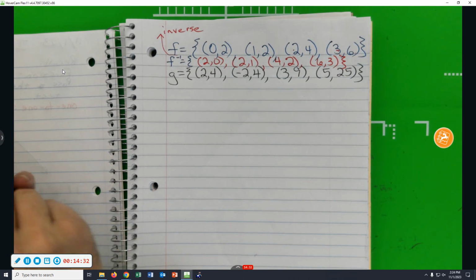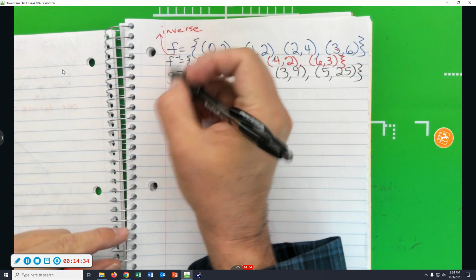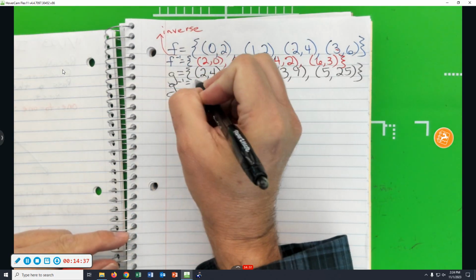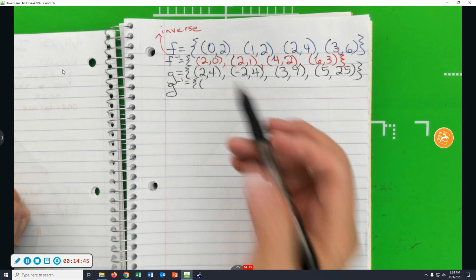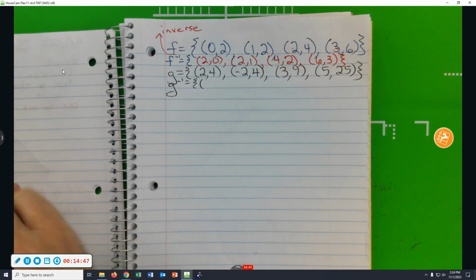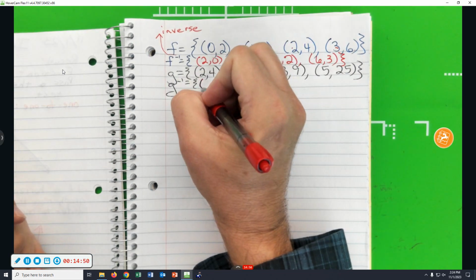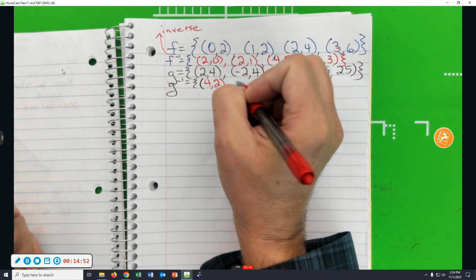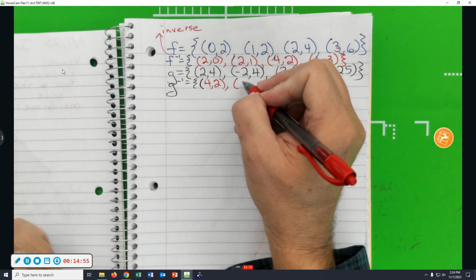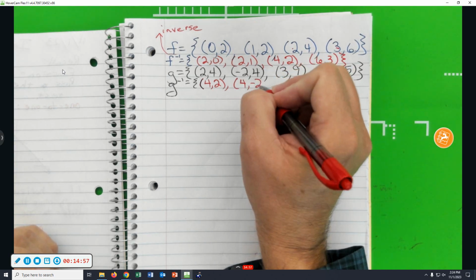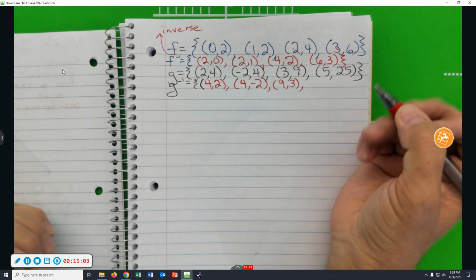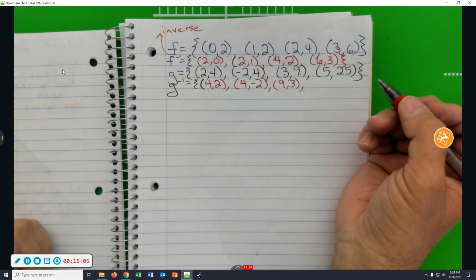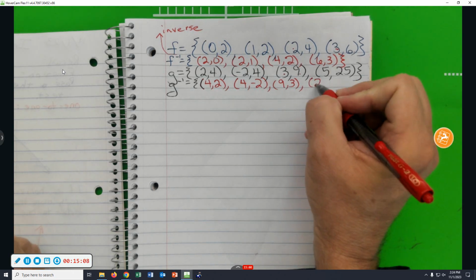Let's form the inverse of g. What ordered pairs would we have here? I'll get them going. (2, 4) becomes (4, 2). I'm writing the inverses in red. (-2, 4) becomes (4, -2). (3, 9) becomes (9, 3), and (5, 25) becomes (25, 5).